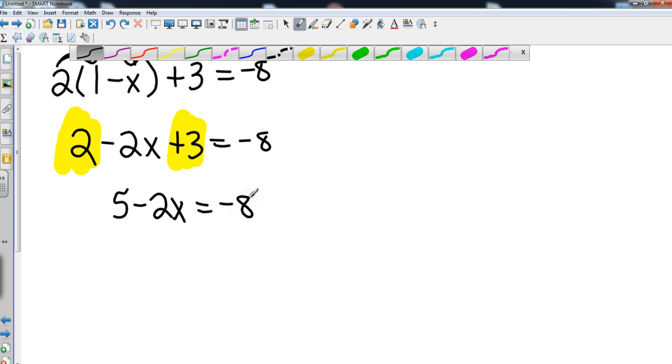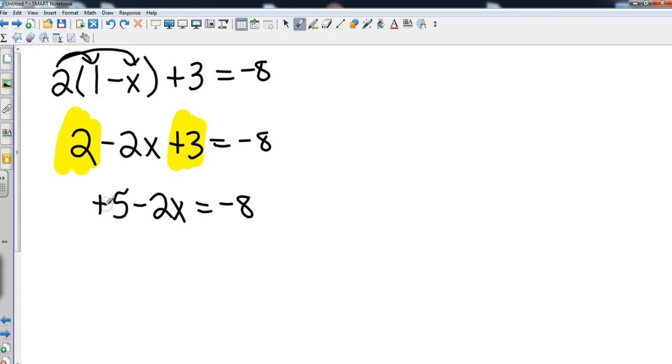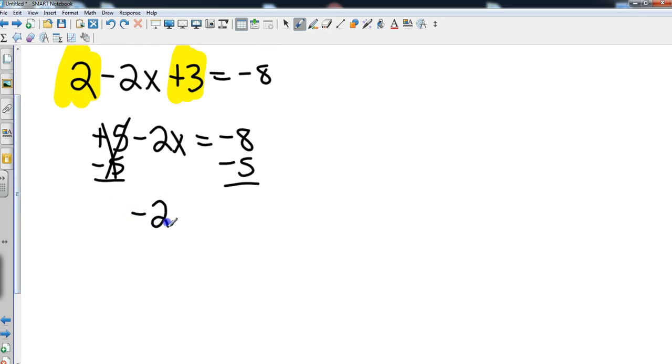Now here's a question. I need to move the 5. I need to move the negative 2 that's in front of the x. It's connected, so I know I have to move the 5 first. My value of 5 is positive. So to get that positive 5 to balance to the other side, I need to subtract it. And so that gives me a negative 2x equals, and then when I take negative 8 minus 5, that's going to give me negative 13.